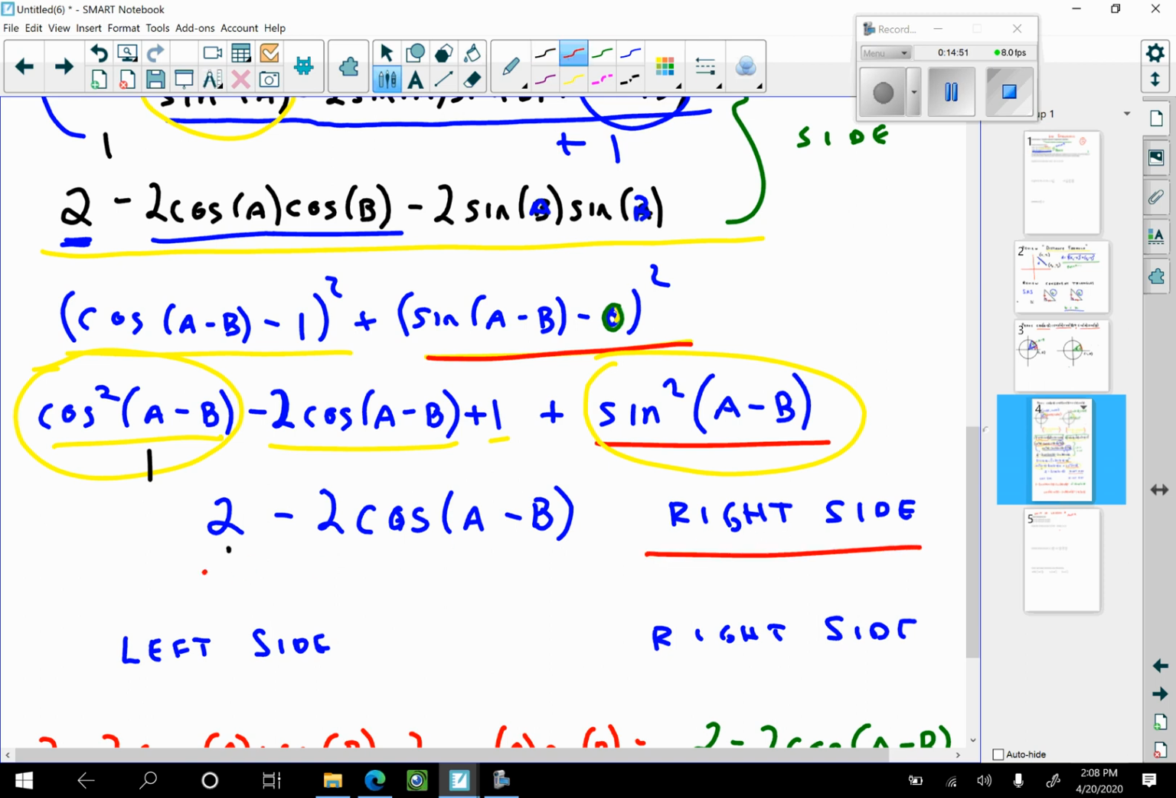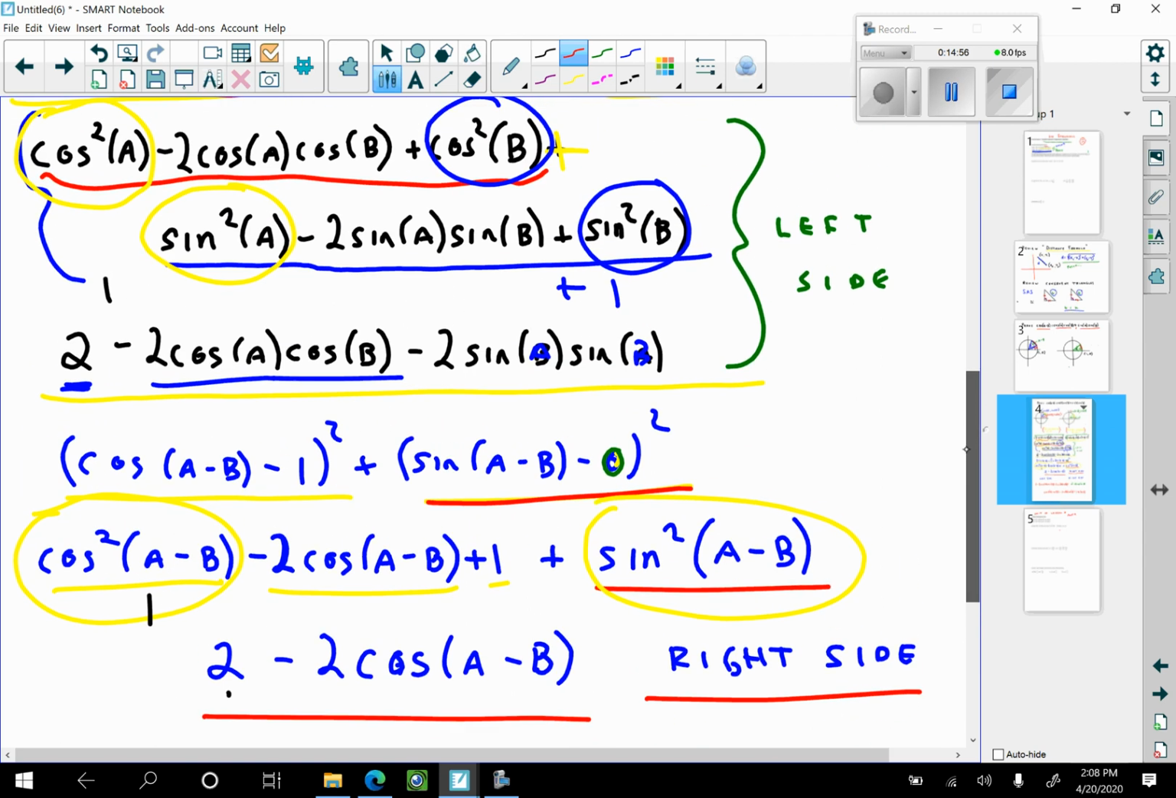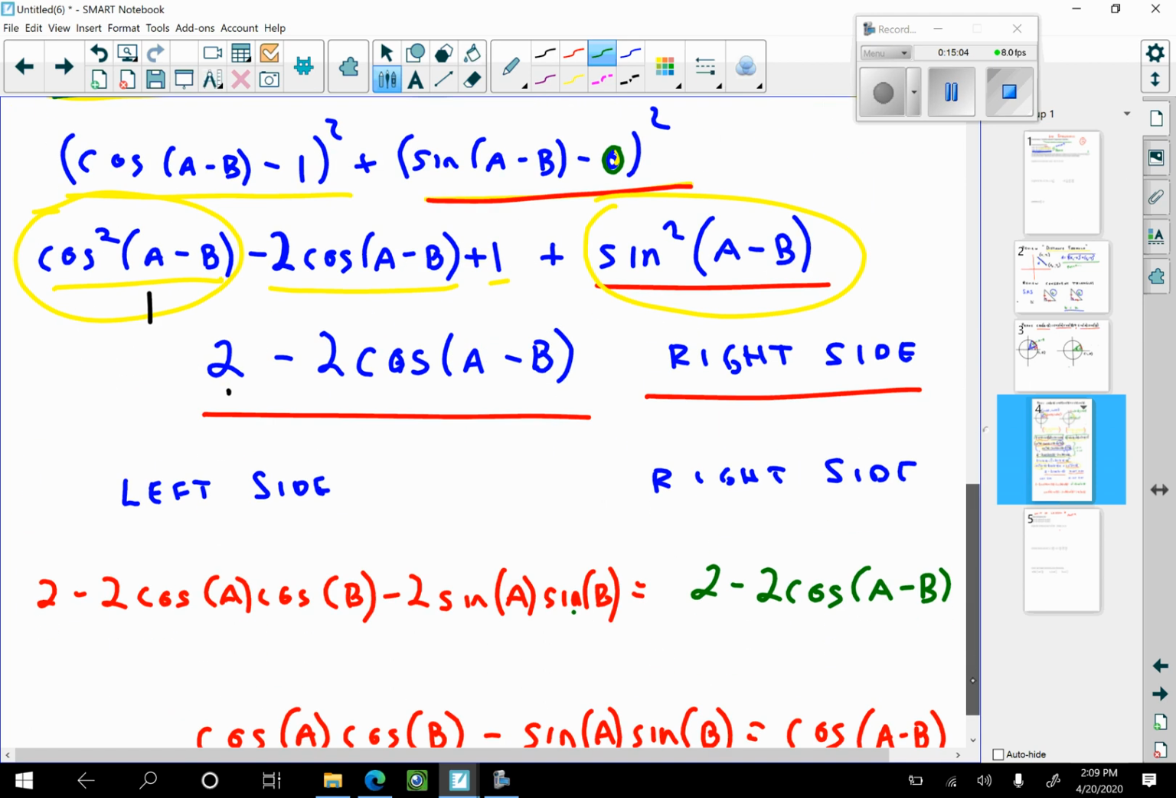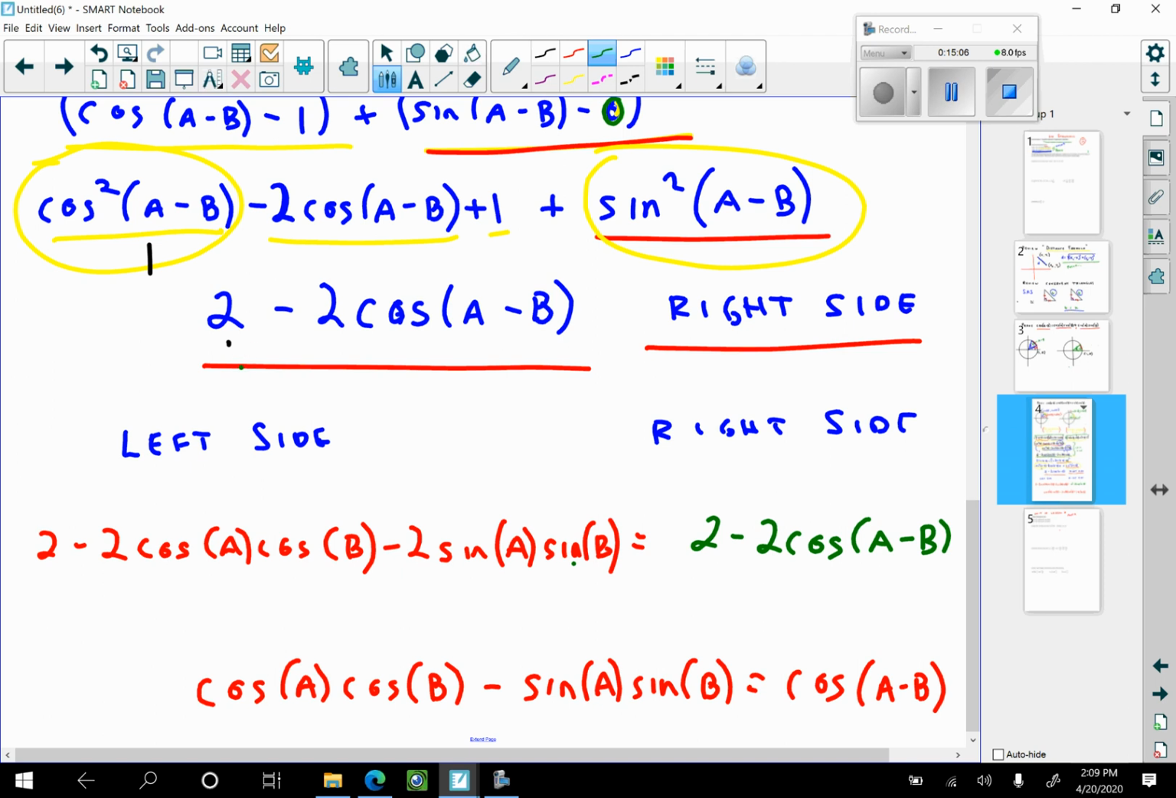So now I have the right side simplified. Up here, I had the left side simplified right here. Right side simplified. So I'm going to make them equal. Here's my left side. Here's my right side. This is an equation.